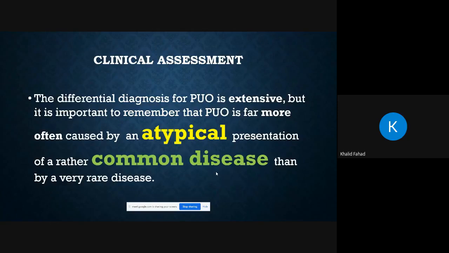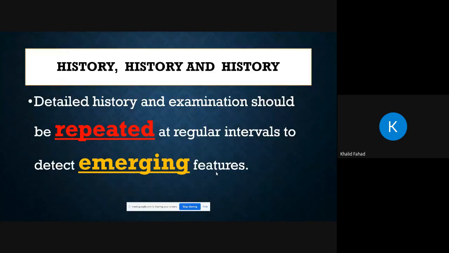So how can we reach a diagnosis? History. History is very important here. So detailed history followed by proper examination that should be repeated at regular intervals, because sometimes we face a patient with fever with no abnormalities after extensive examinations. So everything is normal, just fever.